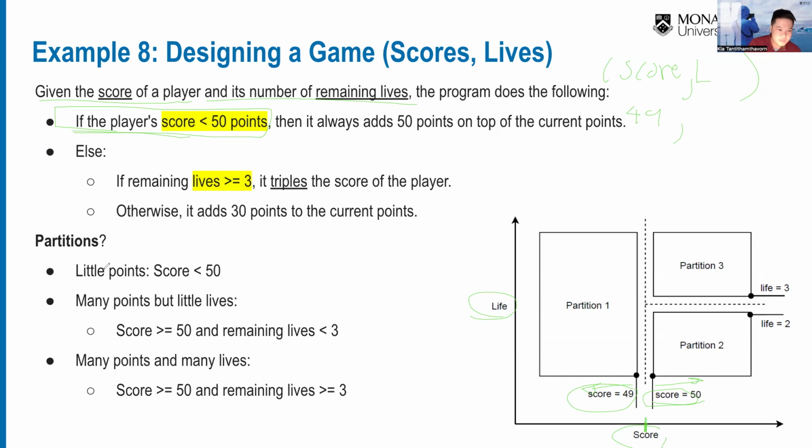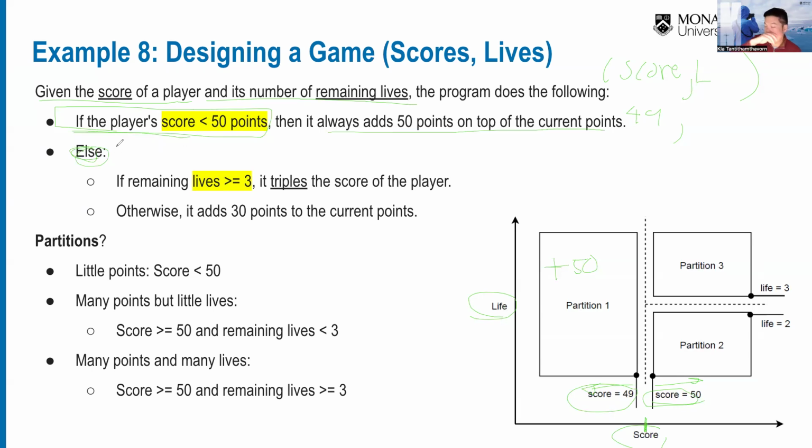With a score less than 50 points, it always adds 50 to the current points. So this one always returns plus 50. Make sense? Regardless of the number of lives. That's why it covers everything. However, when the score, that's else.